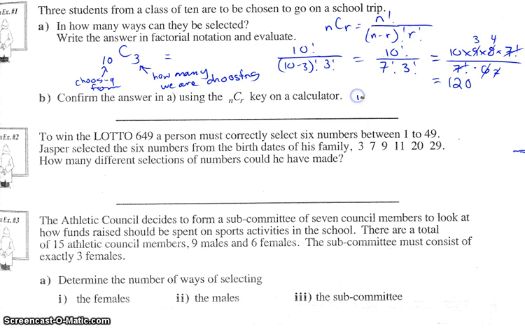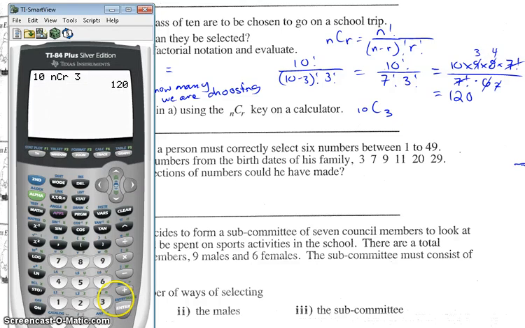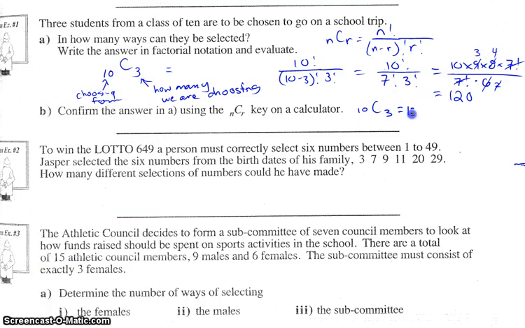nCr, so in the calculator we're putting 10 choose 3. So let's grab that and figure out what that equals. Hopefully 120. Ta-da! 10 choose 3 is 120 using the calculator.